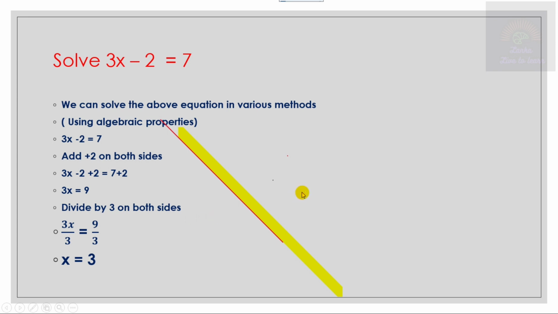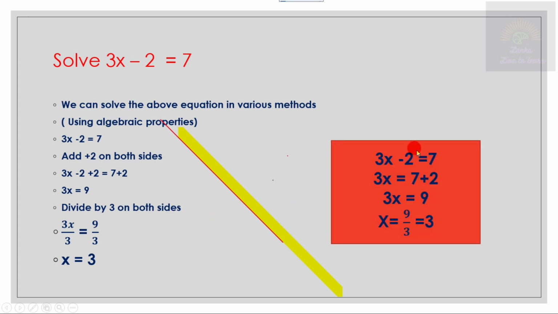So another method is there, by transposition. See, minus 2 is there. So what we'll do is send the minus 2 to that side. Minus 2 will become plus 2. 7 plus 2 is 9. 3x is equal to 9.